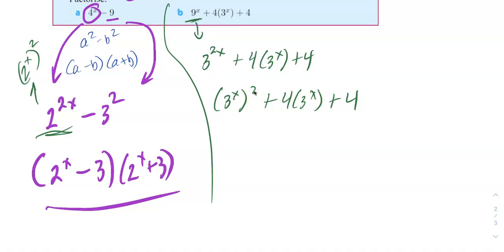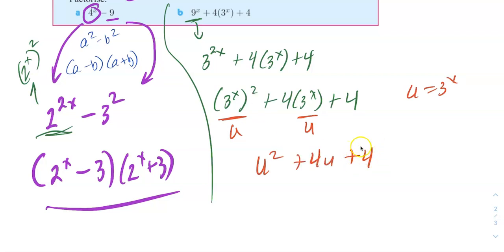Some people call this a u sub. You let this be u. So you have u squared plus 4u plus 4, and you factor this like normal: two things that multiply to get 4 but add to get 4. u plus 2, u plus 2.